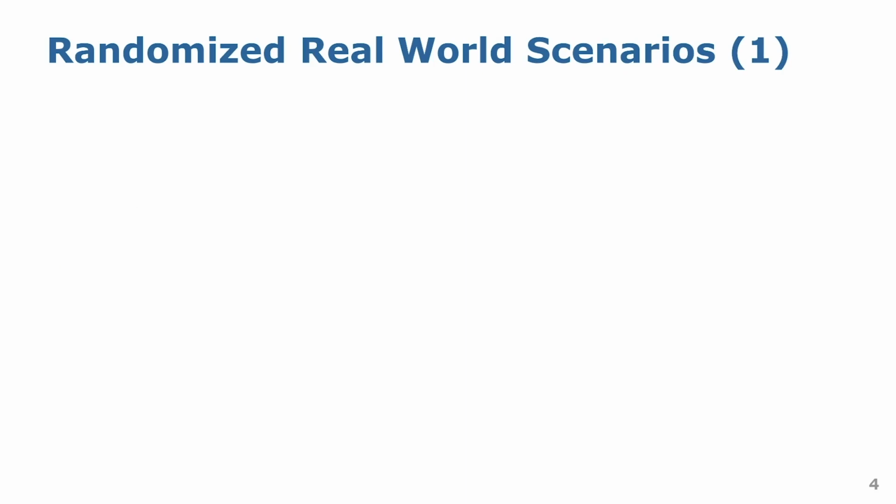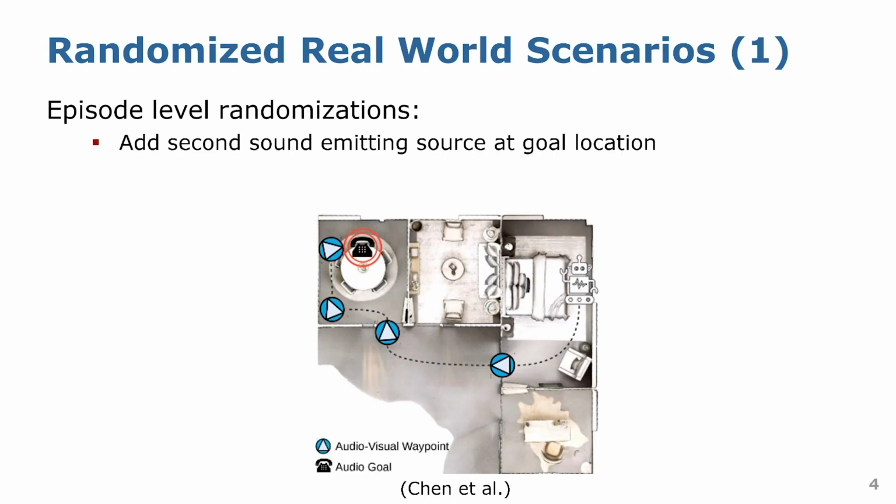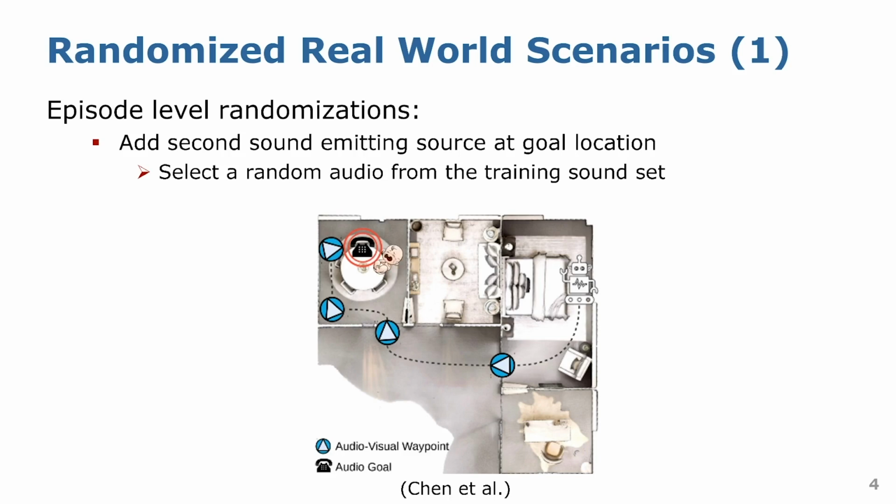In order to effectively integrate the previously mentioned complex scenarios in training, to provide the agent with a highly diverse training experience, we have implemented a training pipeline which does the randomization on two levels, episode level and step level. Starting with episode level randomization, the pipeline would decide whether to include a second sound at the goal location or not, and if it chooses to include it, then it will need to randomly select that different audio from the available training sounds. It also has to decide whether to include a distractor sound in the current episode or not.